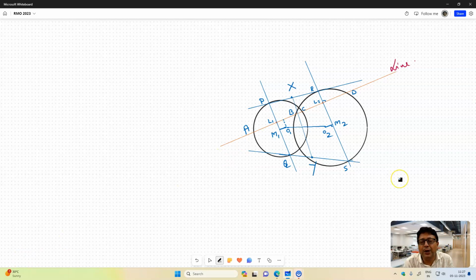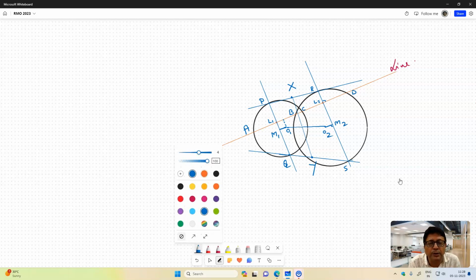So to prove this, what I did here: I have taken a perpendicular from O1 to this PQ. Obviously M1 is the midpoint. I have taken a perpendicular from O2 to RS. This is the midpoint. Why perpendiculars are required, I'll definitely explain, but before that, let me draw the line joining M1 and M2. M1 is the midpoint of PQ, and M2 is the midpoint of RS, because I have dropped perpendiculars from the centers O1, O2.